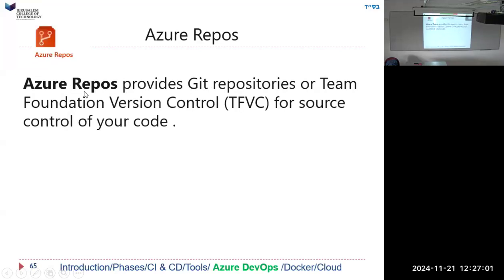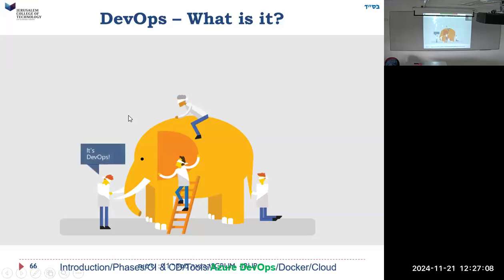All right, we're just going quickly now. Azure repos provide Git repositories for team version control. Okay. DevOps, what is it?